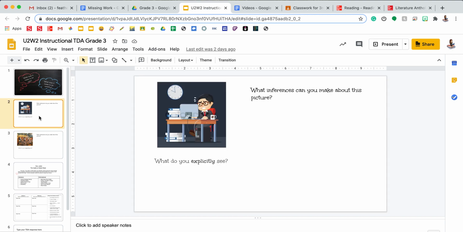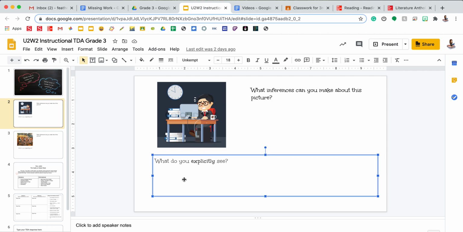I would first like you to take a look at this picture here. What do you explicitly see in this picture? Meaning, what can you actually see in the picture? You are going to type some responses down in this box here. And what I'm asking you to type are things like, the man is busy at work. The man is sweating. The man has work piled up next to him.